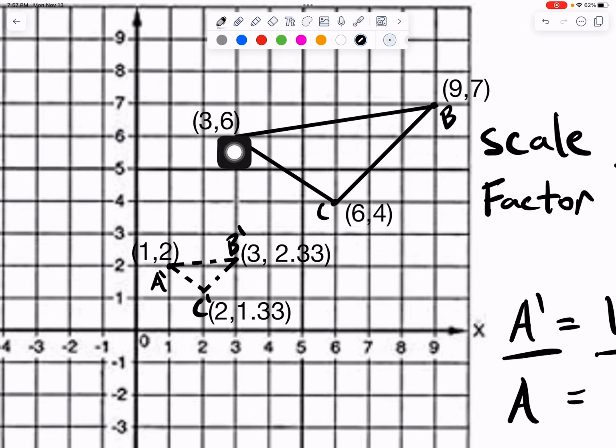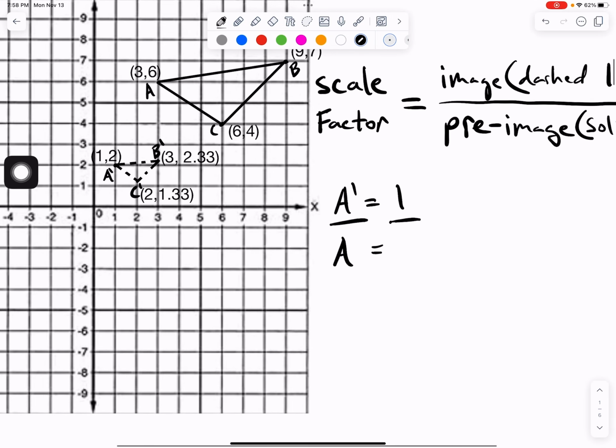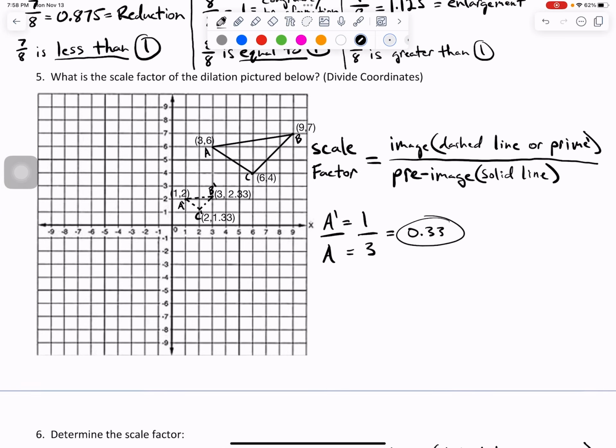Why isn't it the 6? Because coordinates always go x, y. All right, so we do that. 1 over 3 equals 0.33. All right, go ahead and circle your answer.